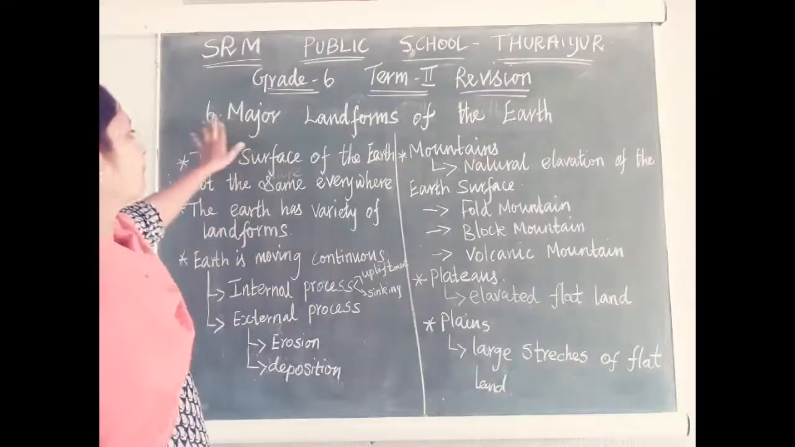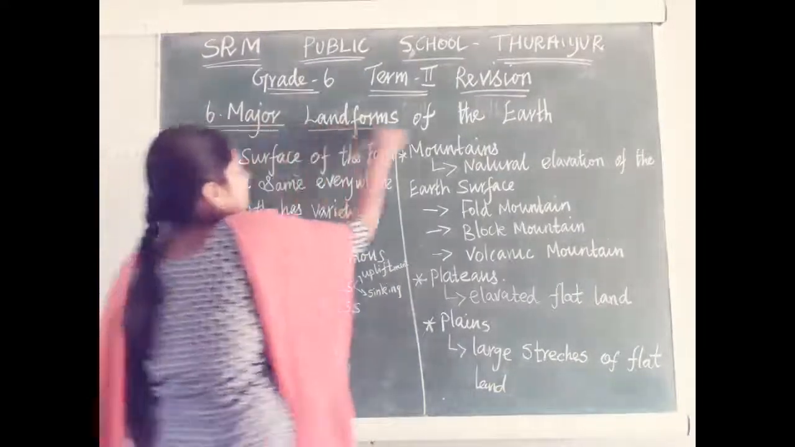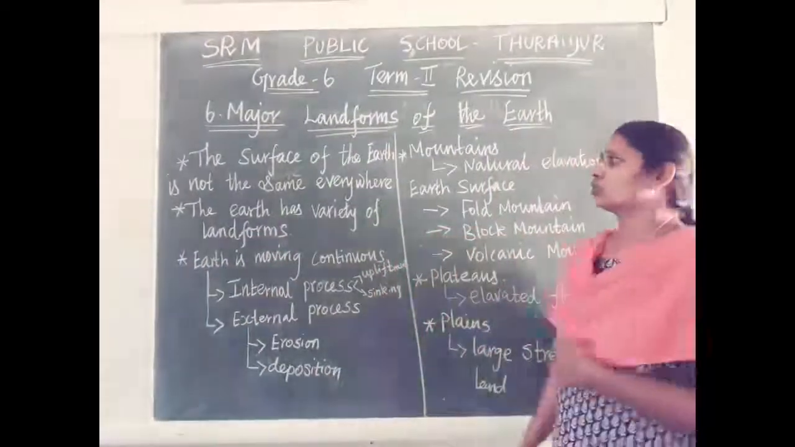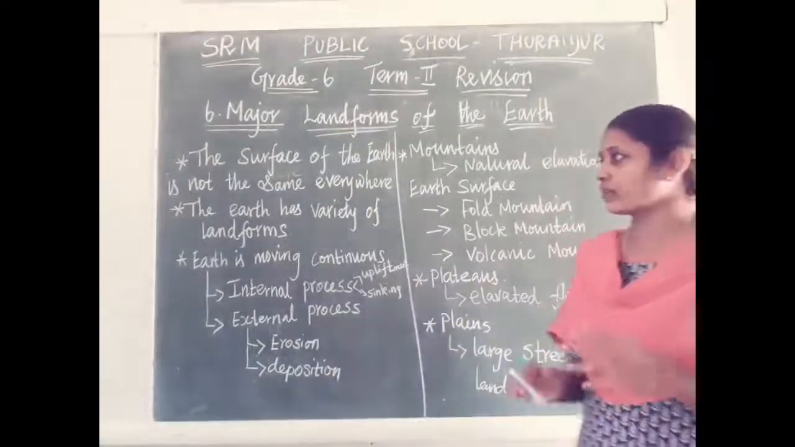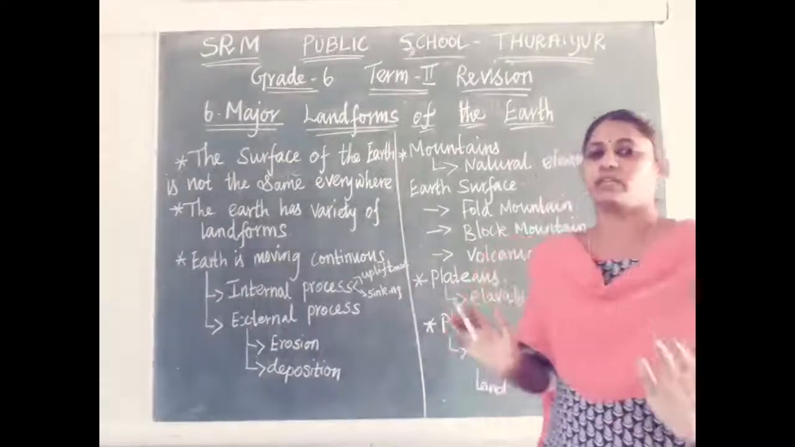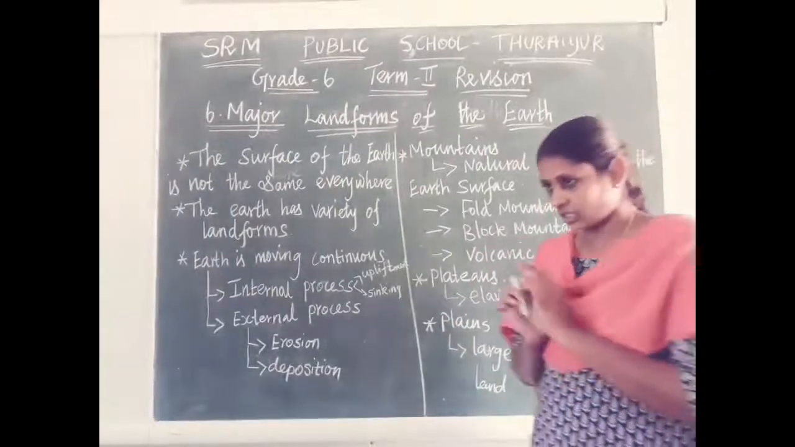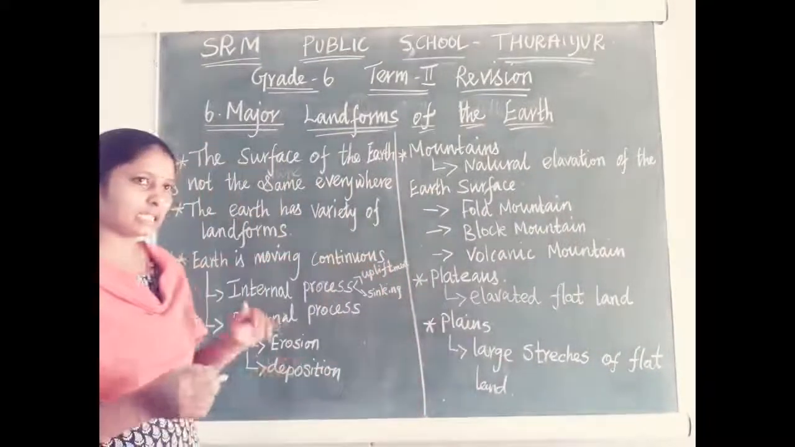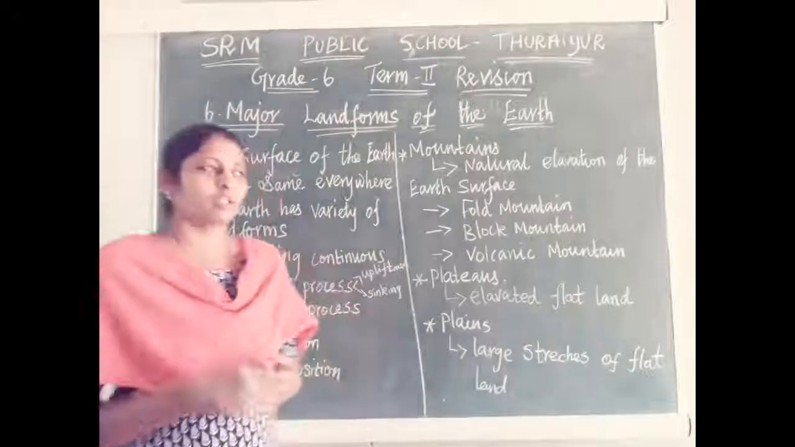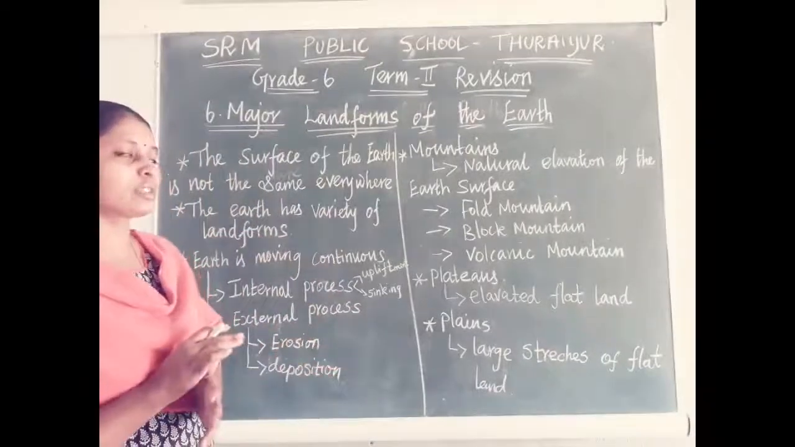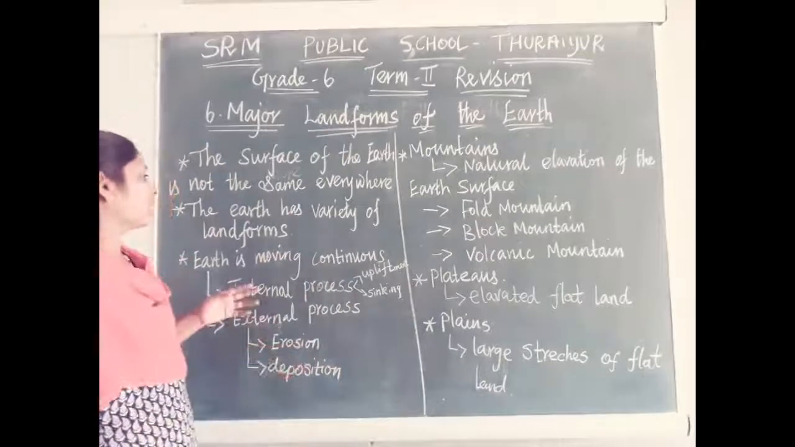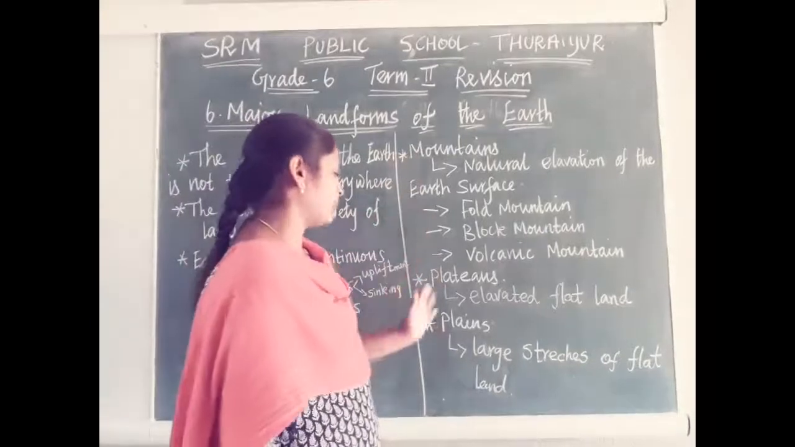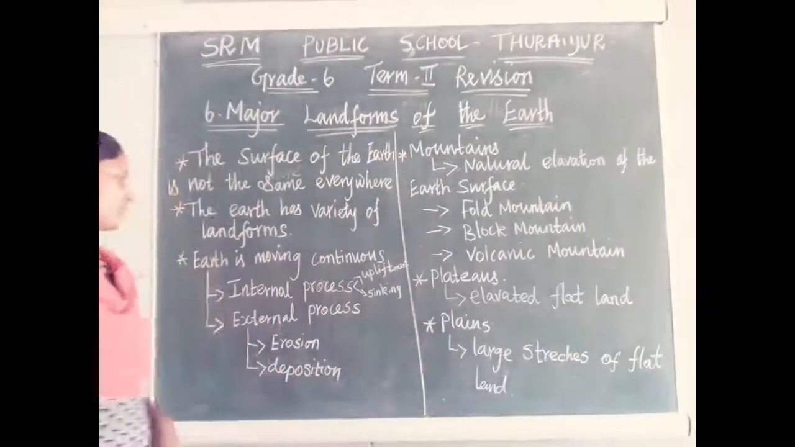Next lesson is major landforms of the earth. You know very well, as I already said, the surface of the earth is not the same everywhere. In some places we have mountains, in some places plateaus, and some places are very rugged, very rough. So the earth has a variety of landforms, like mountains, plateaus, and plains. We are going to discuss all of that.